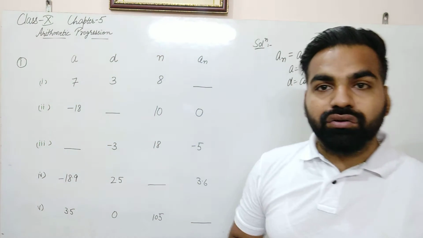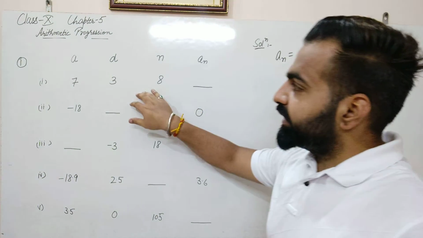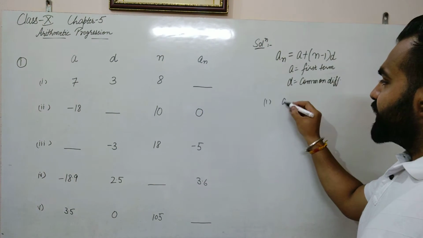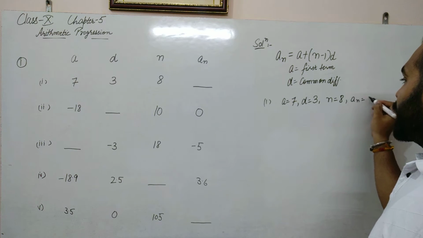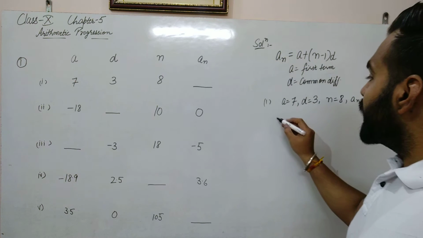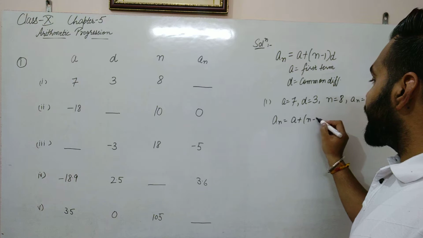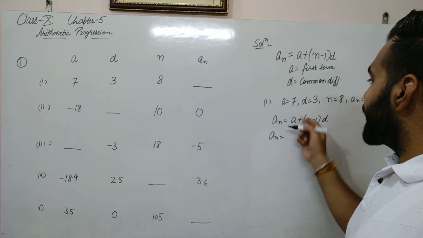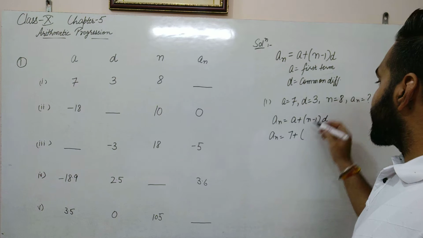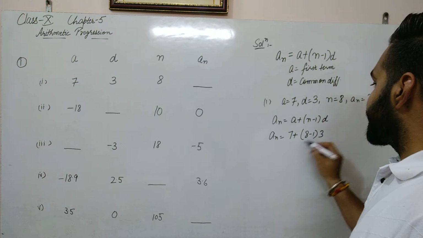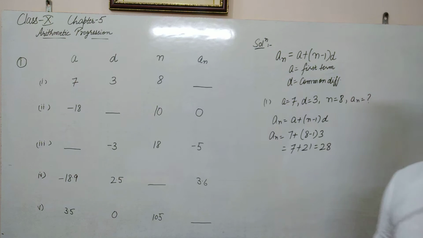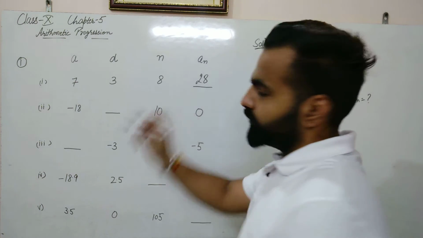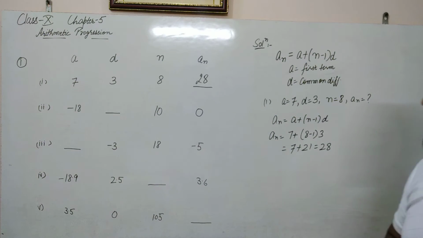So we have to find the unknown value in each part. In the first part we can see that value of a is 7, d is 3, n is 8. So we have to find the value of an. We will use this formula: an is equal to a plus n minus 1 into d. So an will be, what is a? 7, n minus 1, that is 8 minus 1, into d is 3. So 7 plus 7 into 3, 21. This will be equal to 28. So the value here will be 28. Clear everyone? So in this way we will calculate the other parts also.